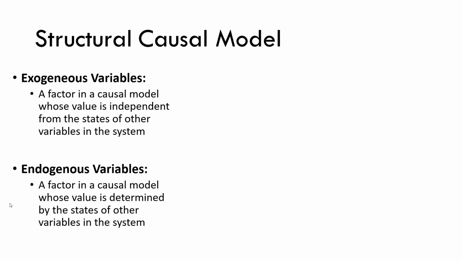So here we'll shed some light on what are exogenous variables and endogenous variables. Exogenous variables are a factor in a causal model whose value is independent from the states of other variables in the system. On the contrary, endogenous variables are a factor in a causal model whose value is determined by the states of other variables in the system.